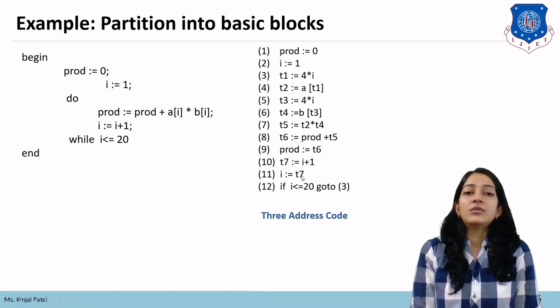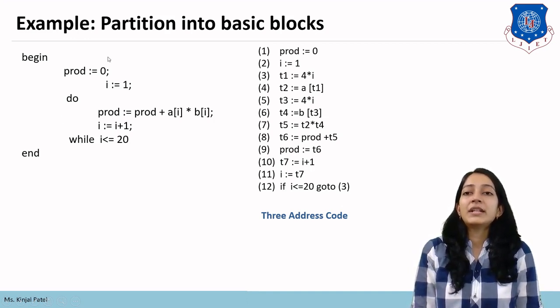So I equals T7, and the condition is that we will continue executing this code while I is less than or equal to 20. Here we will perform the flow of control and put the condition: if I is less than or equal to 20, then execute the following statement. The loop starts from statement 3, where we first assigned T1 equals 4 star I. So go to statement 3 if I is less than or equal to 20, since we want to execute this loop. So this loop starts from statement 3.